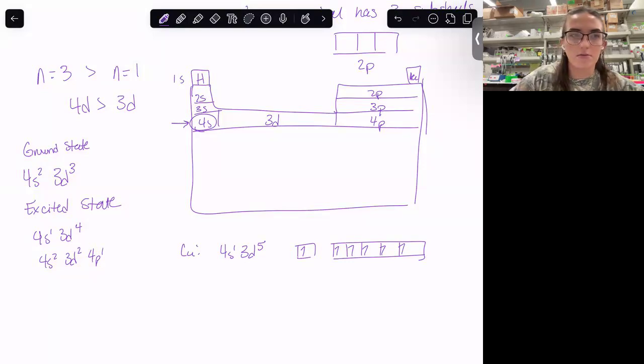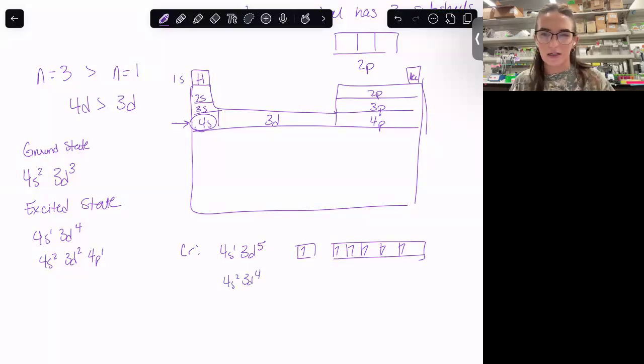Copper or chromium first? I think this is chromium. Yeah, sorry, this is chromium. Chromium is 4s1 3d5, so it's more stable for the electrons to be unpaired than it is to have one paired in the 4s. So you can't say an excited state, you never put it down. You would never say that this would be 4s2 3d4. That wouldn't be an excited state.